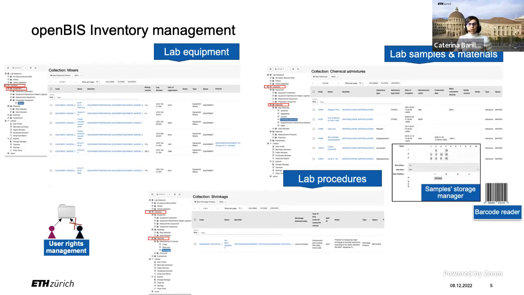It is possible also to track the position of samples in storages. For some labs, especially in biology, it is very important to track the position of samples in the fridges and freezers. We also have the possibility to track samples using barcodes. You can attach a barcode to your sample in openBIS, and when you scan the barcode, the sample pops up in openBIS.